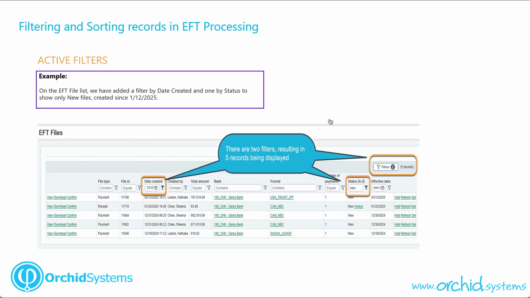Before we delve into the demonstration, here's an example screenshot of the EFT file list with filters enabled. You can see we've added two filters, one on the date created and one on the status, so that we only show new files.